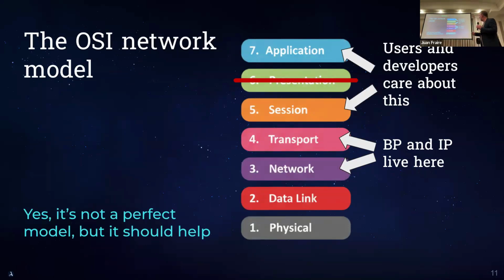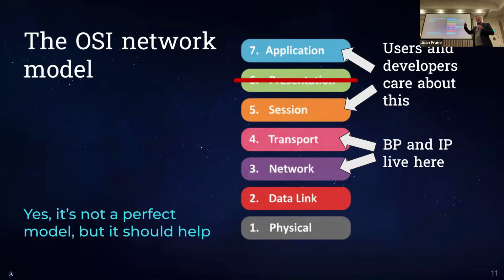But the key point here is bundle protocol and IP live at 3 and 4. They're the network layer, they're the transport layer. It's all to do with routing and moving data. Users and developers and applications live way at the top of the stack. They actually shouldn't care how their data is getting moved around as long as it meets their guarantees. They care about that top layer.